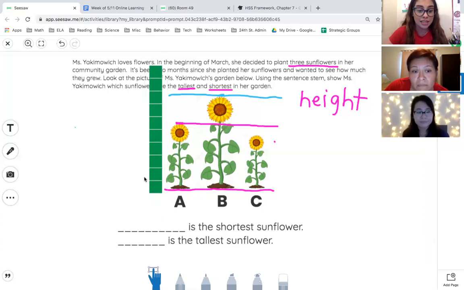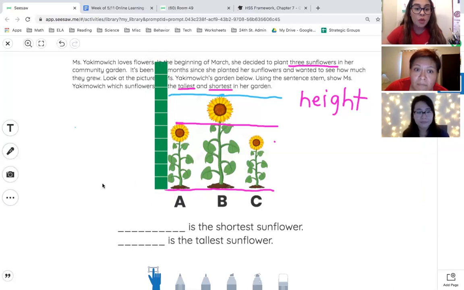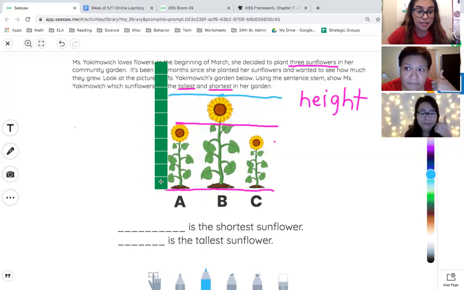So I'm going to just keep it like this, and I'm going to put the starting point on the pink line. So on the pink line right there, and then I want to count how many squares high our sunflowers are. So if I see this sunflower, I can see there's 1, 2, 3, 4, 5 squares. So this is about 5. I'm just going to put 5 right here, 5 units, right? 5 squares.